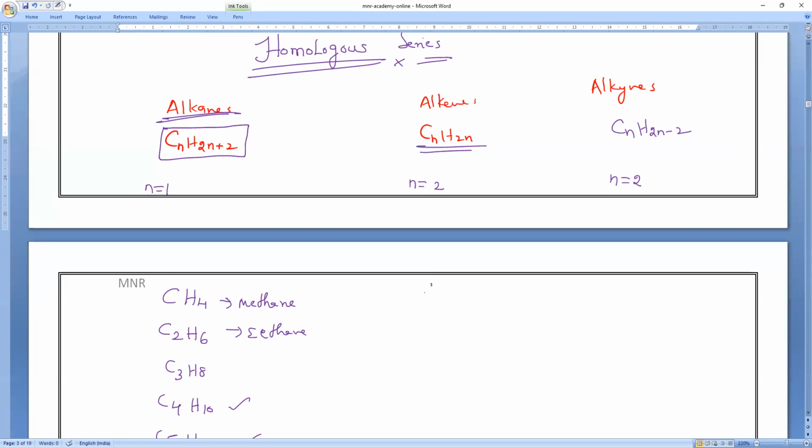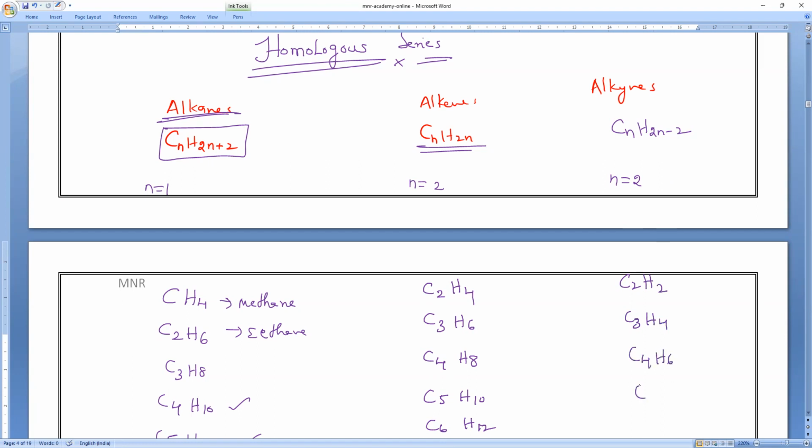n equals 1 is not possible. So first C2H4, very good. Next C3H6, C4H8, C5H10, C6H12. Next here, alkynes, tell me C2H2, C3H4, C4H6, C5H8, C6H10. Clear? So here also there is a general formula. What is the general formula, everybody? CnH2n minus 2.